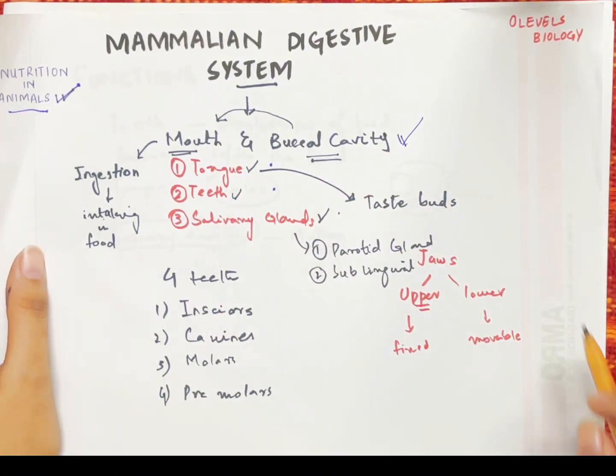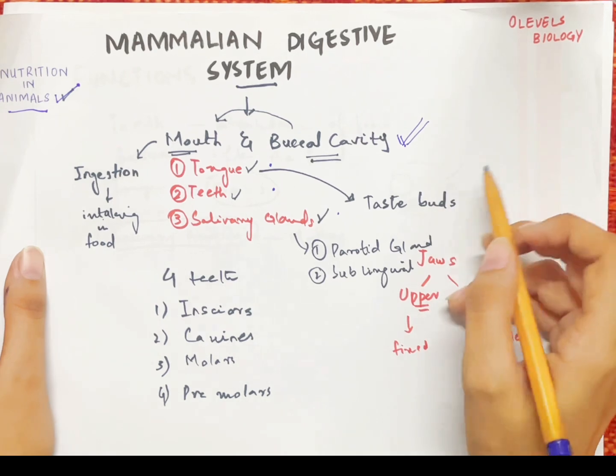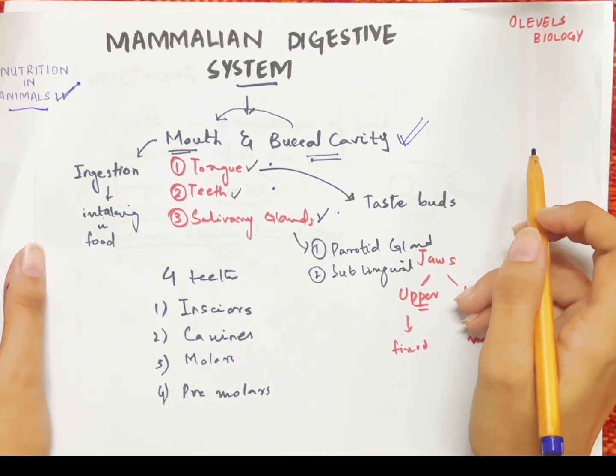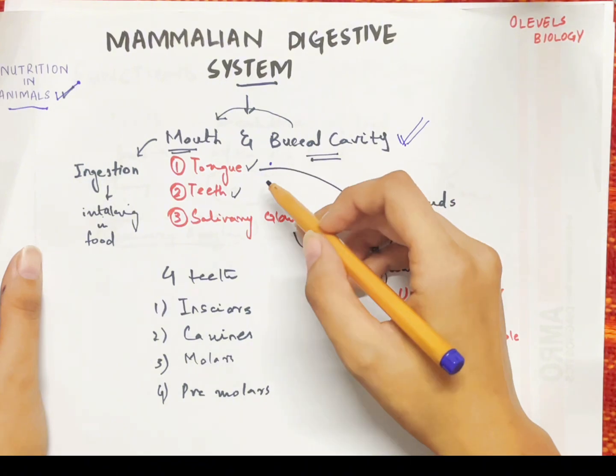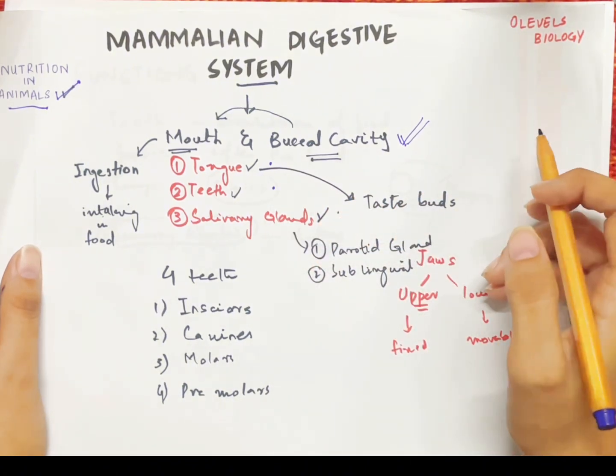When you talk about the mouth and the buccal cavity, that is the area of ingestion, where the intake of food basically takes place. It includes three major parts: the tongue, the teeth, and the salivary glands.